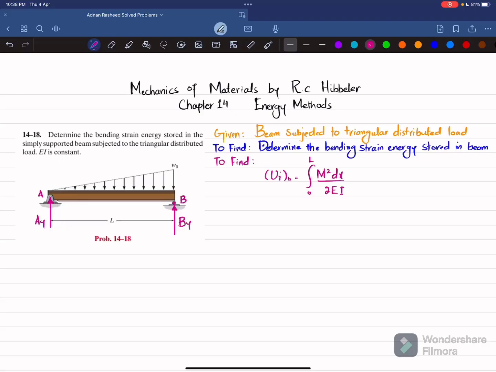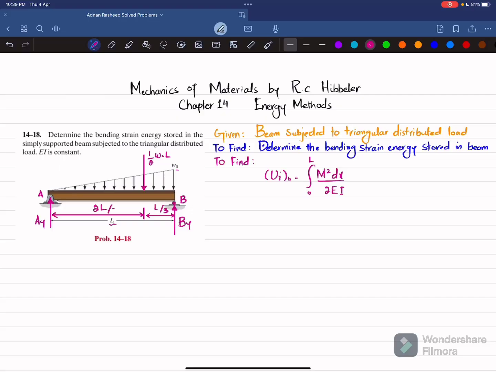Now you can see that this is a triangular distributed load. So when it is converted into a point load, the magnitude will be equal to 1 over 2 W naught and the length over which it acts. So it will be this one. And that will act at a distance of L by 3 from B side. L by 3. And this distance will be 2L by 3.